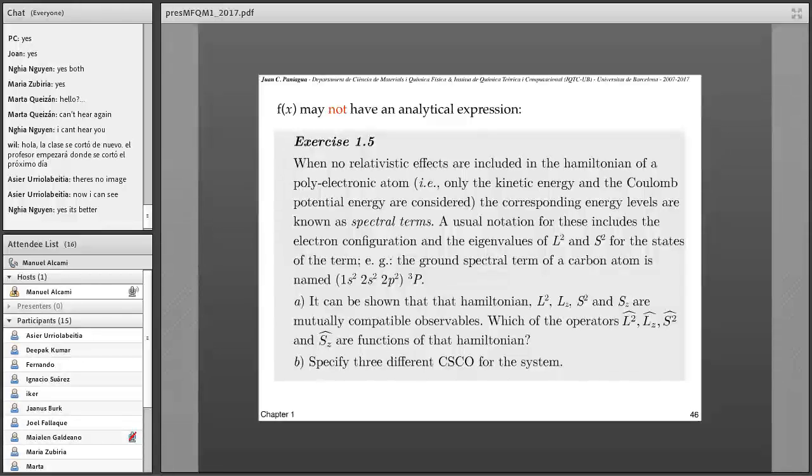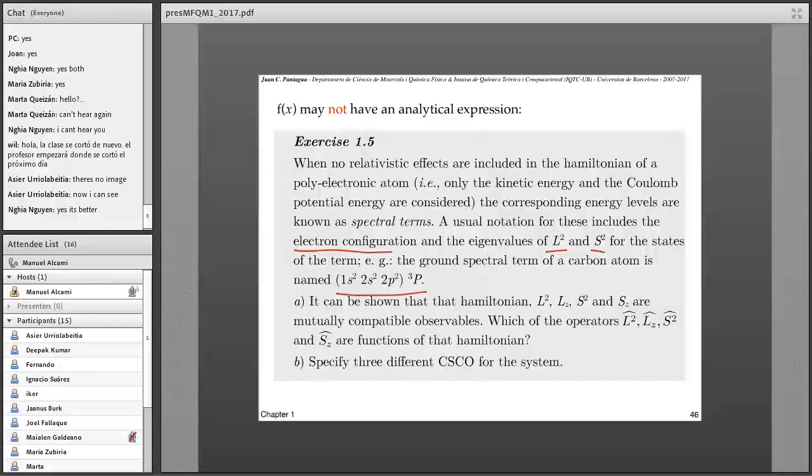Well, when non-relativistic effects are included in a Hamiltonian of a polyelectronic atom, that is, we consider only Coulombic potential energy, the corresponding energy levels are known as spectral terms. The usual notation for this includes the electron configuration and the eigenvalues of L square and S square. For instance, this is the ground term, the least energy spectral term for the carbon atom.